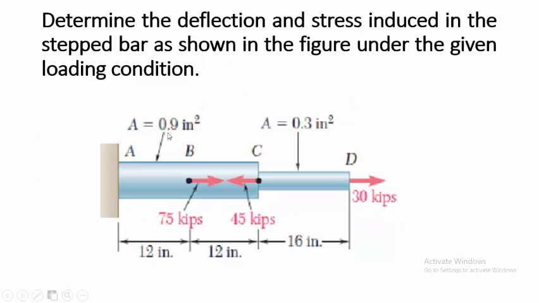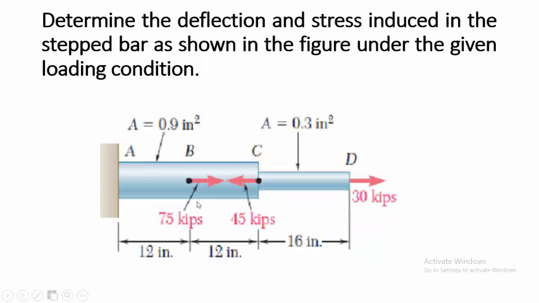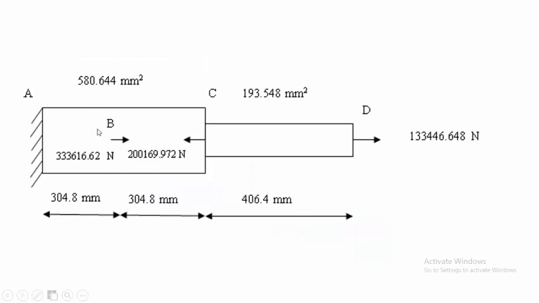So 0.9 inch square is 580.644 mm square, 0.3 inch square is 193.548 mm square, and we can convert the units kips to Newton and inch to mm. Okay, so the problem is like this.